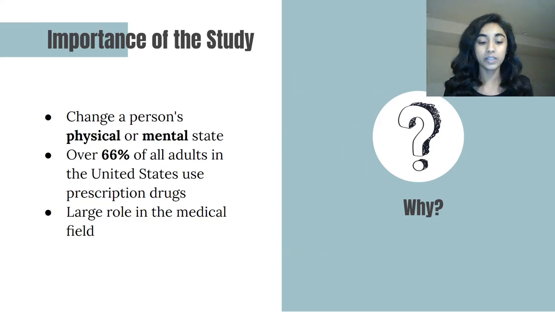In the medical field today, pharmaceutical drugs play a major role. They are essentially the use of isolated compounds and chemical synthesis to create stimulants that change a person's physical or mental state. According to the Georgetown Health Policy Institute, over 66% of adults in the U.S. use prescription drugs, which is why it's important to understand the different effects they can produce.